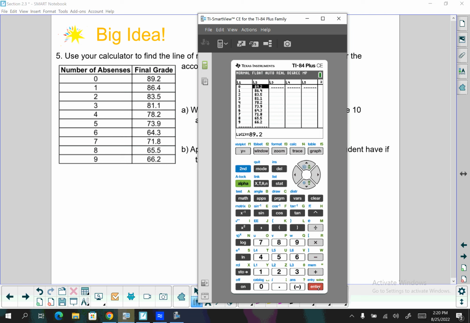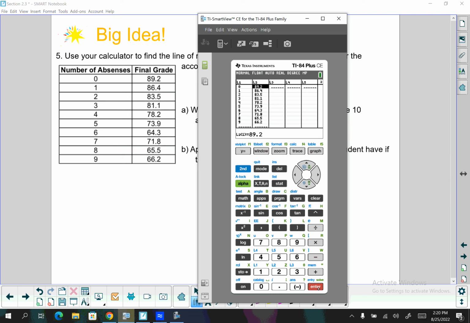Okay, so your L1 column represents your x's. It should be all the numbers from 0 to 9. L2 is 89.2, 86.4, 83.5, 81.1, 78.2, 73.9, 64.3, 71.8, 65.5, and 66.2. Good?